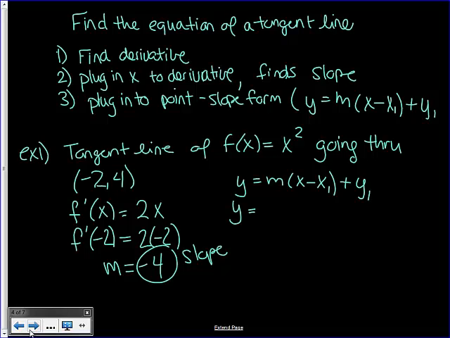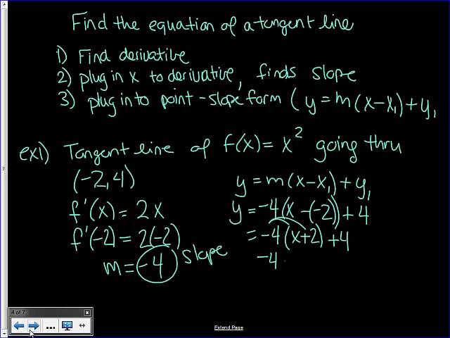So literally in this equation, I'm going to put m equals negative 4. So y equals negative 4 for m, times x. Then I'm going to minus x1, so negative 2. And then on the very end, I'm going to add my y1, which is 4. And again, that point is just coming from the given point they gave you. So let's do some algebra and combine some like terms. So negative 4 times x plus 2 plus 4. Distribute my negative 4. So negative 4x minus 8 plus 4 gives me negative 4x minus 4. That is my equation of the line.